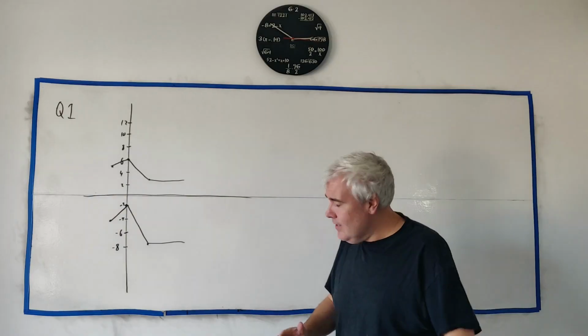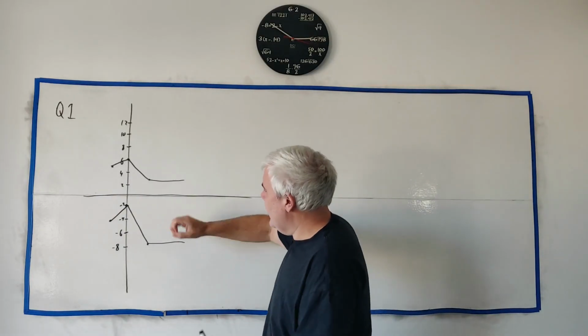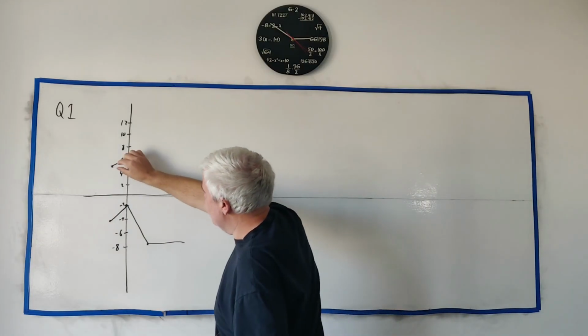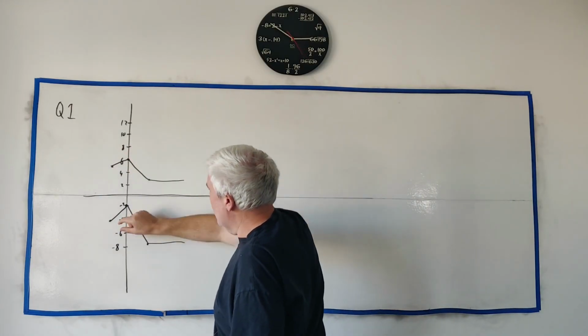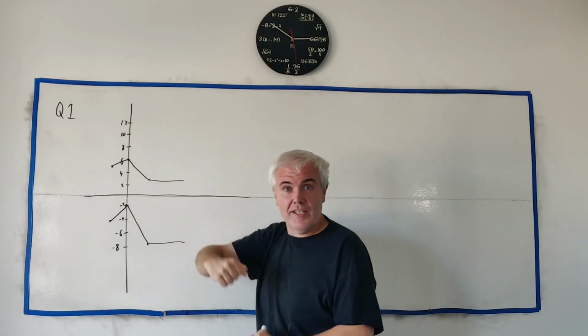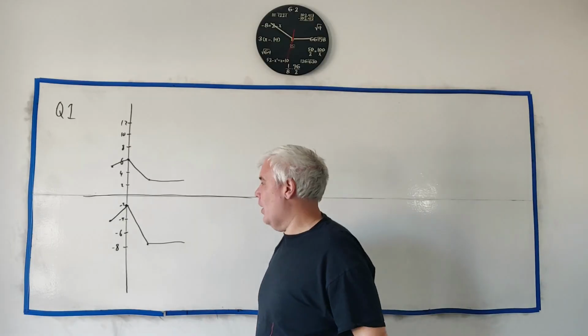The next thing that hopefully jumps out is that it's stretched. It's stretched in the y direction. This goes up 1, down 3. This goes up 2, down 6. It actually doubles. It stretches by 2 in the y direction.